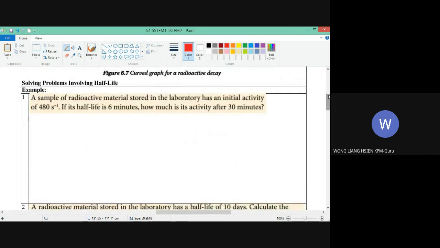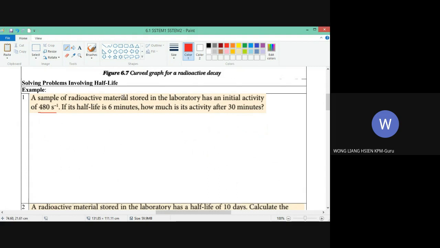Okay, so solving problems involving half-life. Let's look at some examples. A sample of radioactive material stored in the laboratory has an initial activity of 480 per second. 480 per second means that in 1 second, 480 nuclei already decayed. Or it can also mean that every 1 second, 480 radioactive radiations are emitted together here.